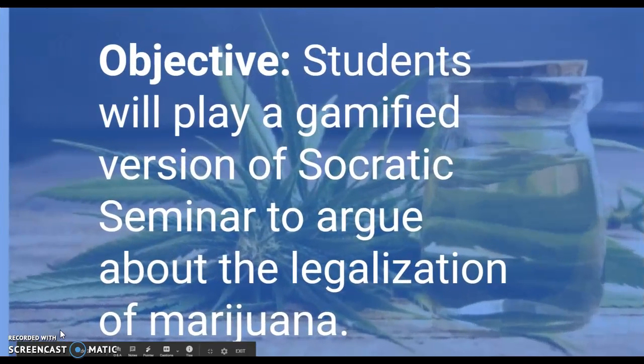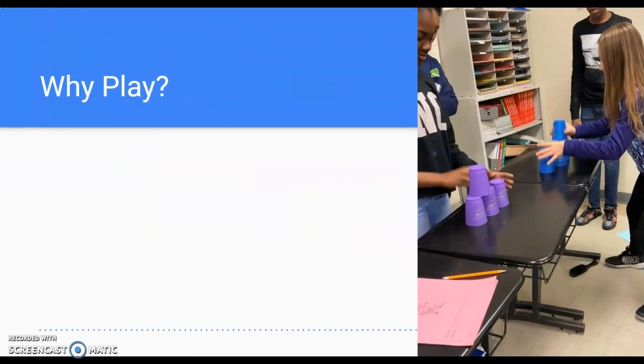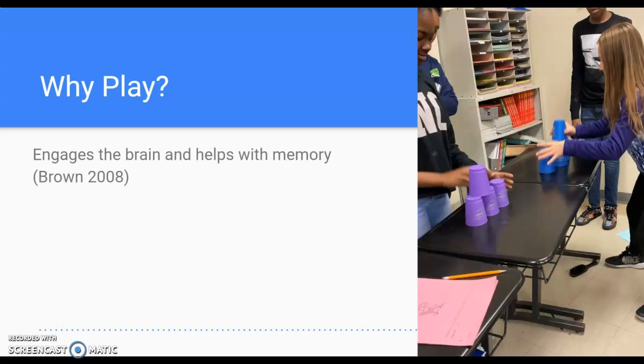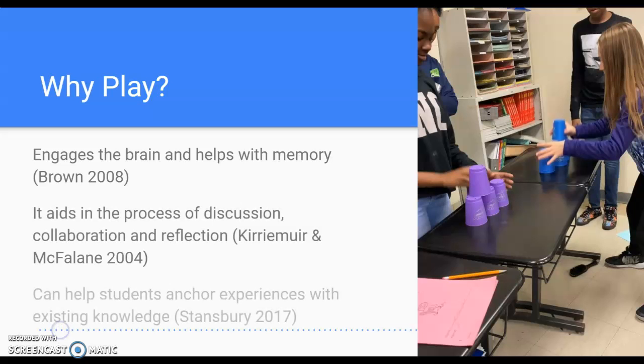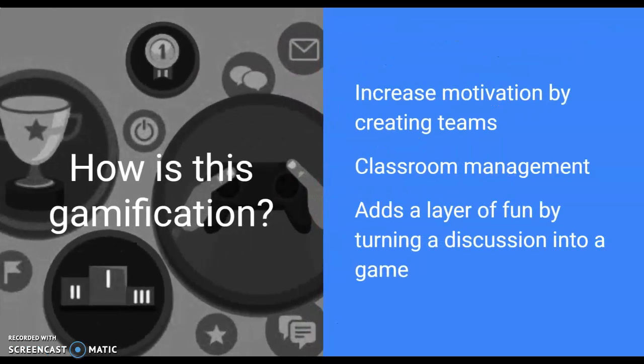So the objective of this 4-day unit is for students to play a gamified version of a Socratic seminar to argue about the legalization of medical and recreational marijuana. So why do we want to add play to a classroom? First of all, it engages the brain and helps with memory. It aids in the process of discussion, collaboration, and reflection, and it can help students to anchor experiences with existing knowledge.